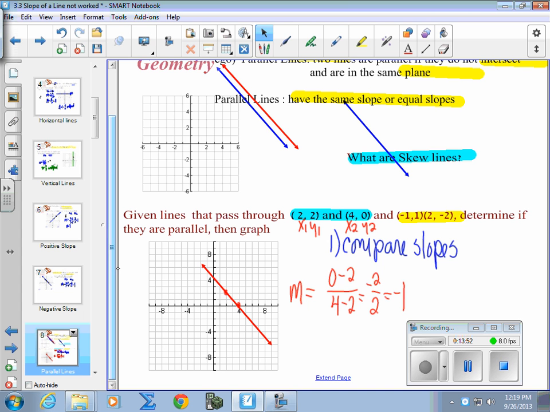We want to find the slope of what we'll call our blue line, and that's going to be x sub 1, y sub 1, x sub 2, y sub 2. So we're going to say negative 2 minus 1 over 2 minus negative 1. So we get negative 3 over 3, or negative 1. Because these lines have the same slope, they are parallel.